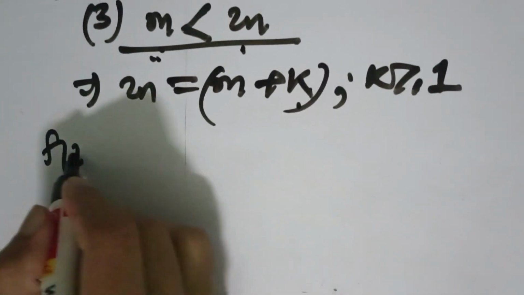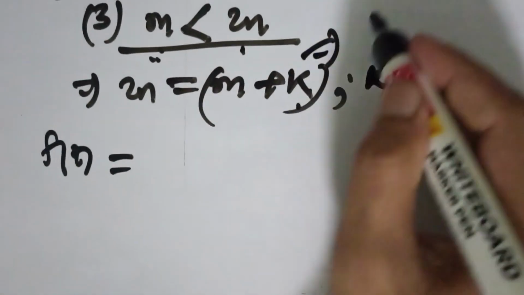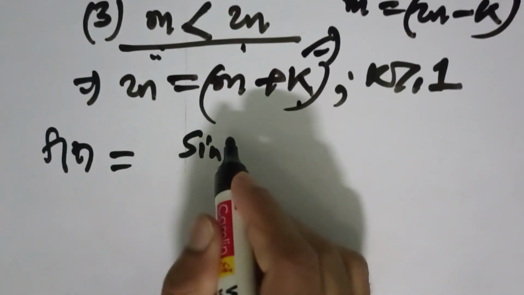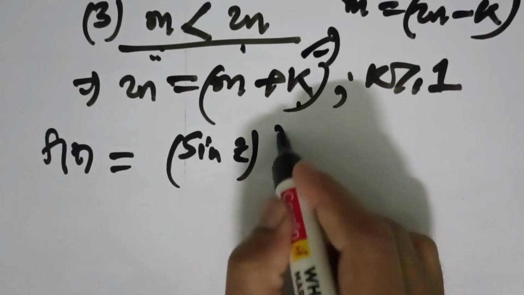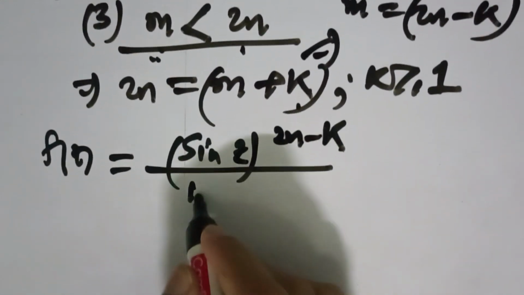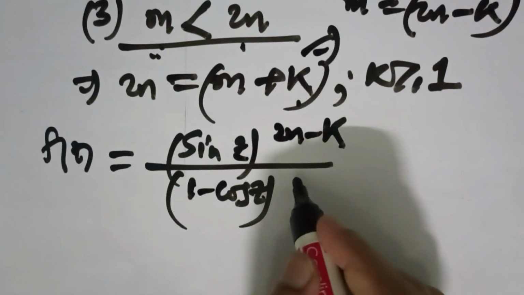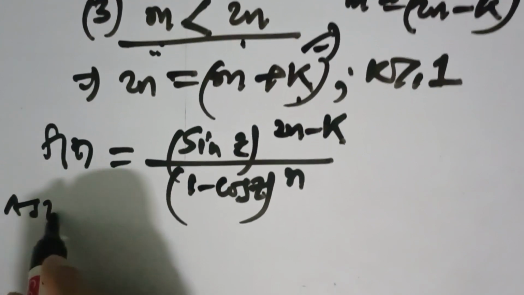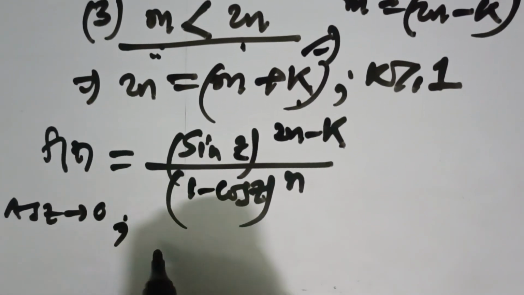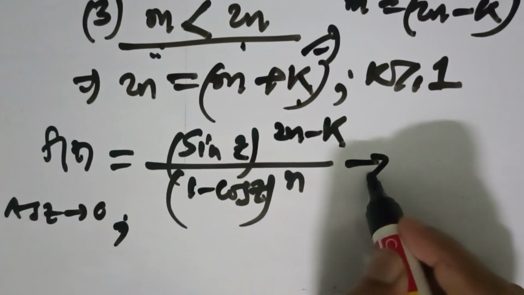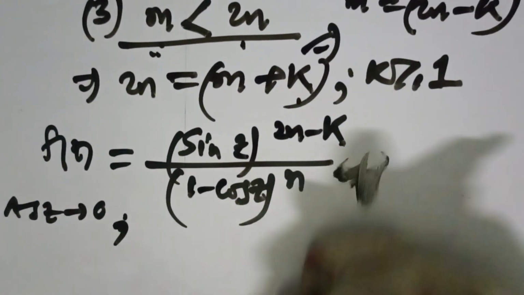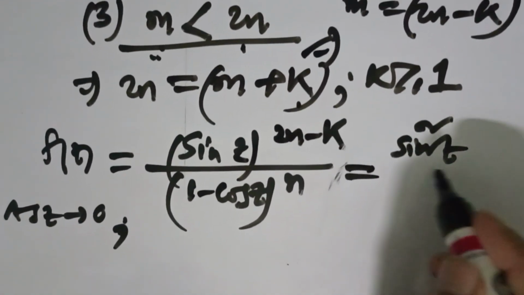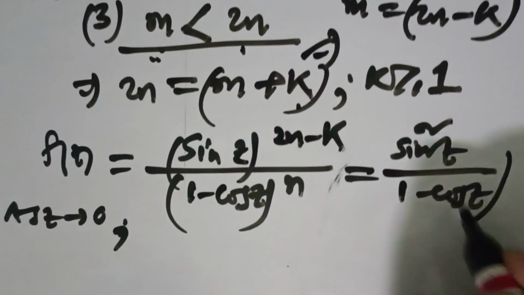Okay, write f(z). From this you can write m equal to 2n minus k. So it gives sin z to the power n, and cos z to the power n with m replaced by 2n minus k. Now you have to take the limit as z goes to 0. First of all you have to write this in a proper way. I am writing this as sin square z by 1 minus cos z, all to the power n.